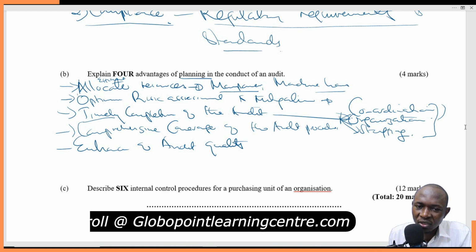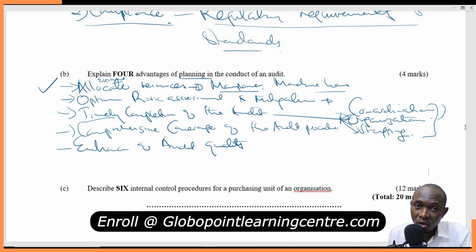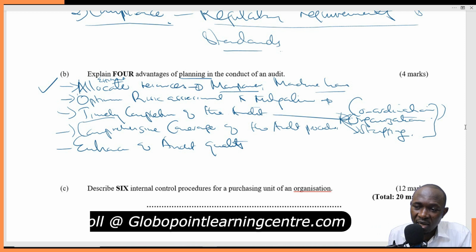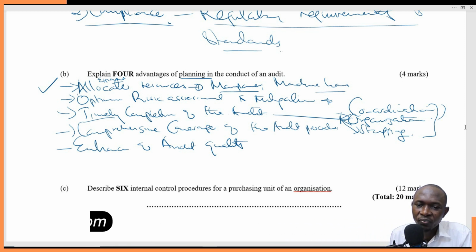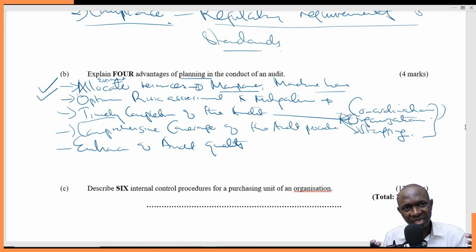It helps in allocation of resources, and we've said both manpower and machine hours. It also helps in optimum risk assessment, especially when we are trying to understand the environment. It allocates enough time for us to do an in-depth analysis. It also ensures timely completion of the audit because of the coordination, the organization, the staffing that comes in with planning. All this will eventually lead to timely completion.